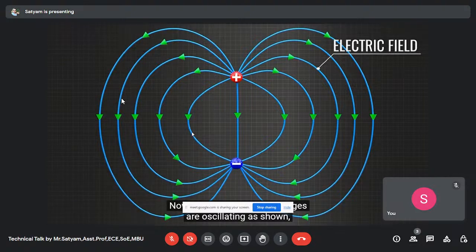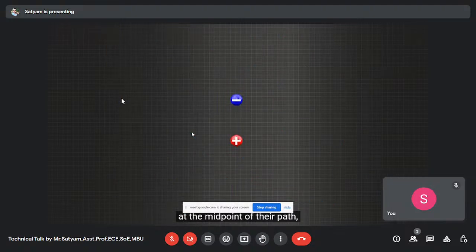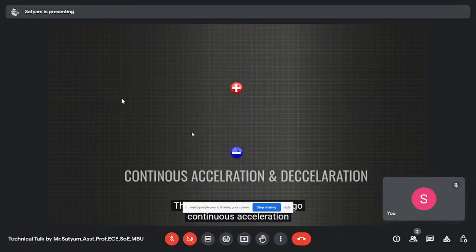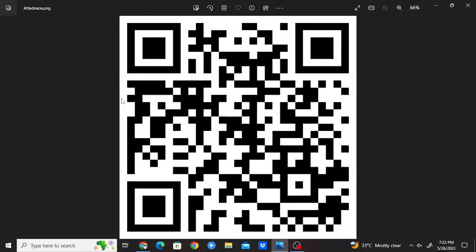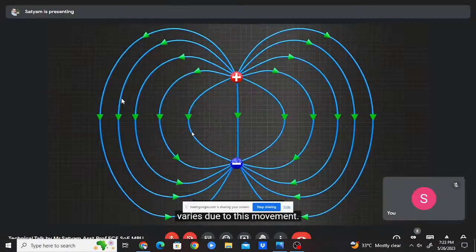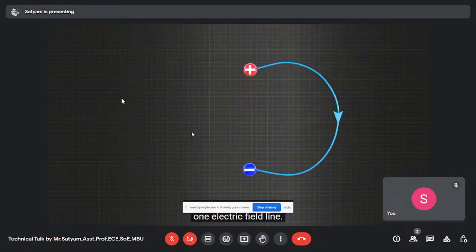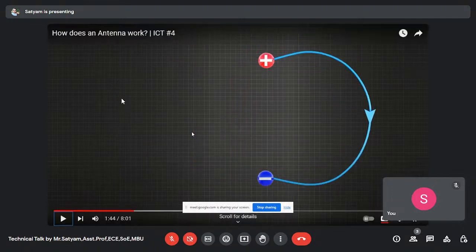Now, assume that these charges are oscillating as shown. At the midpoint of their path, the velocity will be at the maximum, and at the end they undergo continuous acceleration and deceleration due to this velocity variation. The challenge now is to find out how the electric field varies due to this movement. Let's concentrate on only one electric field line.